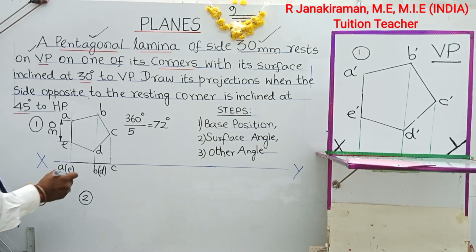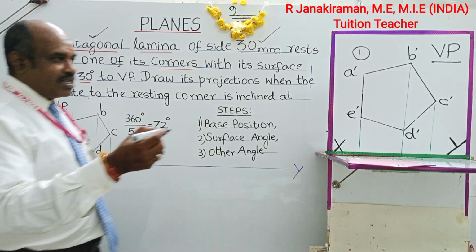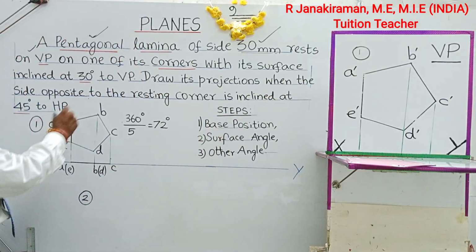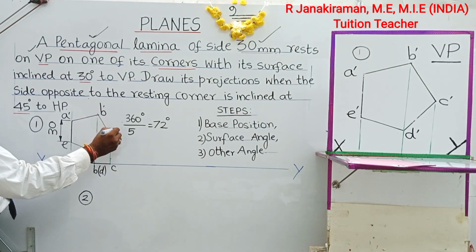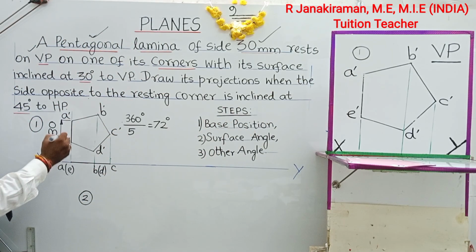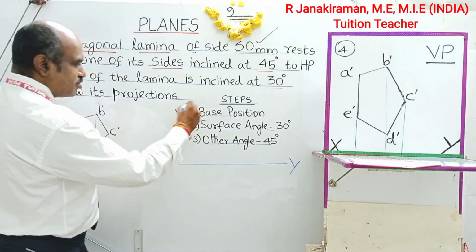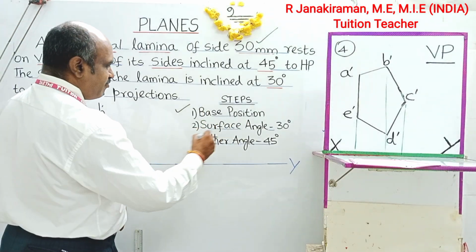Understand? So usually letters with a dash will come in the front view notations. Okay, you have to put A dash. This is front view: A dash, B dash, C dash, D dash, E dash. Okay. Next we go for surface angle. This is the sequence to be followed. Surface angle, then we go for the other angle.